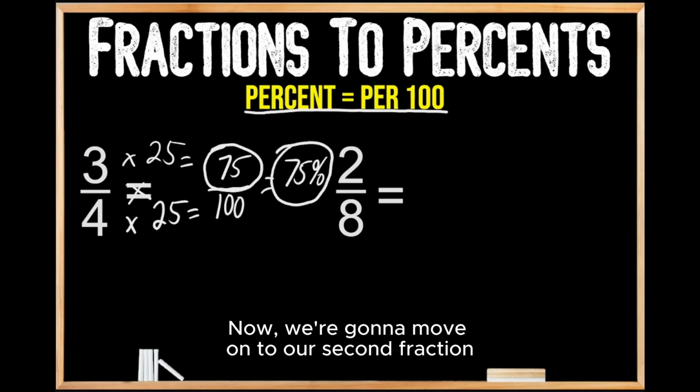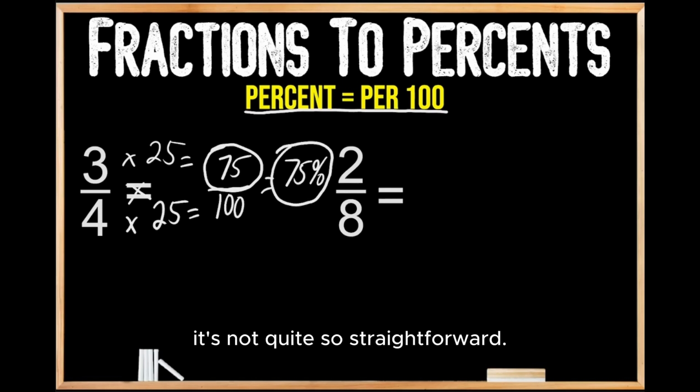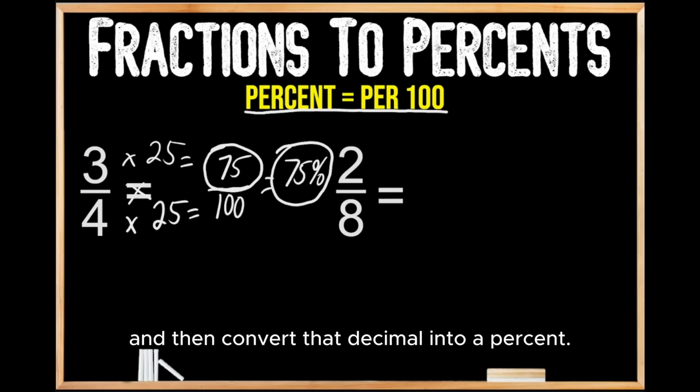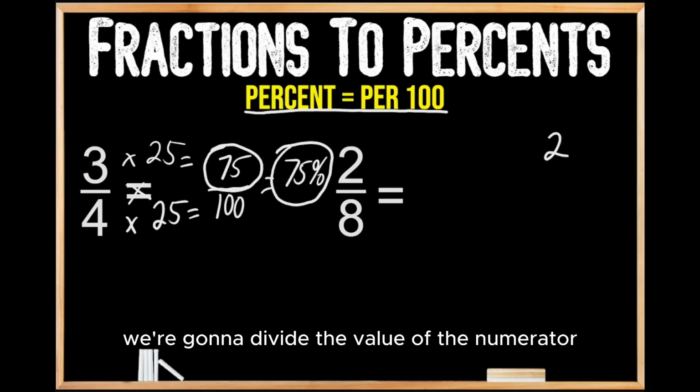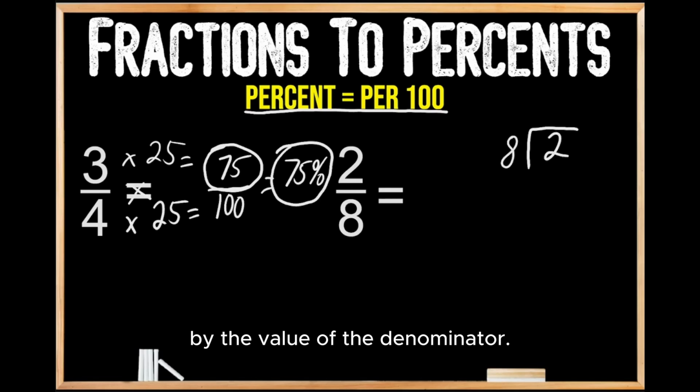Now we're going to move on to our second fraction, where this time it's not quite so straightforward. We're going to have to convert this fraction into a decimal and then convert that decimal into a percent. In order to convert this fraction into a decimal, we're going to divide the value of the numerator by the value of the denominator.